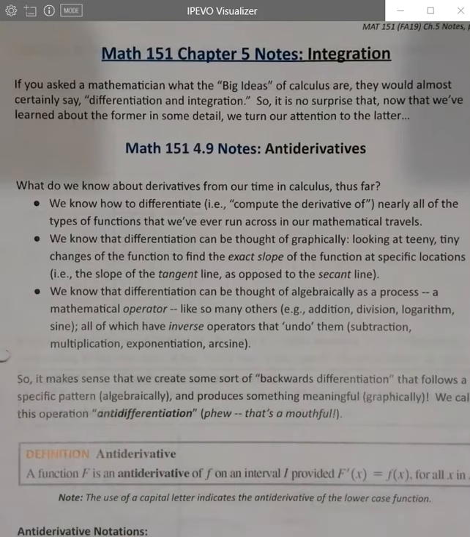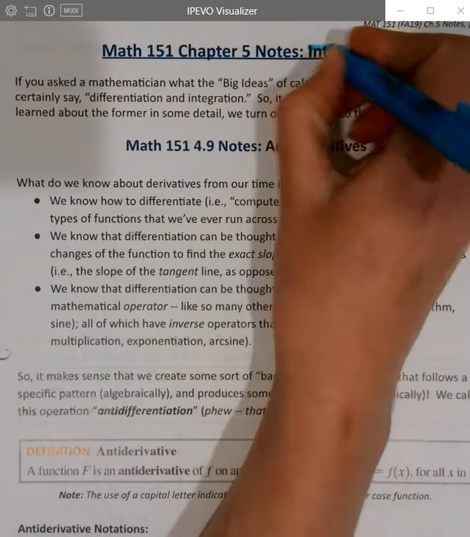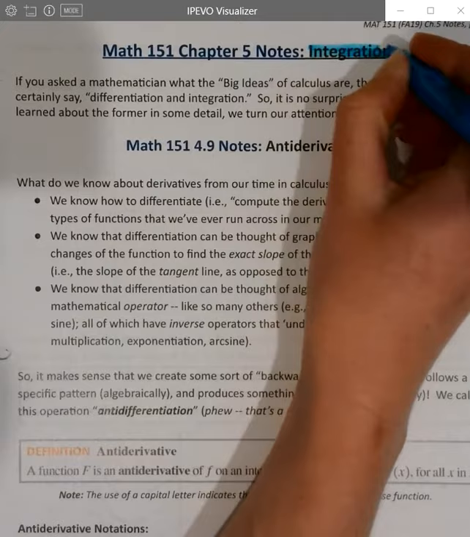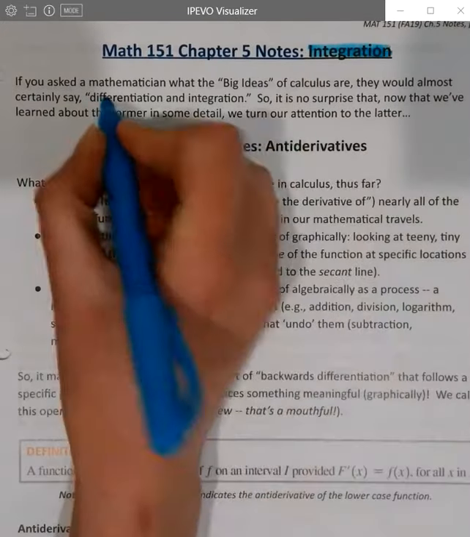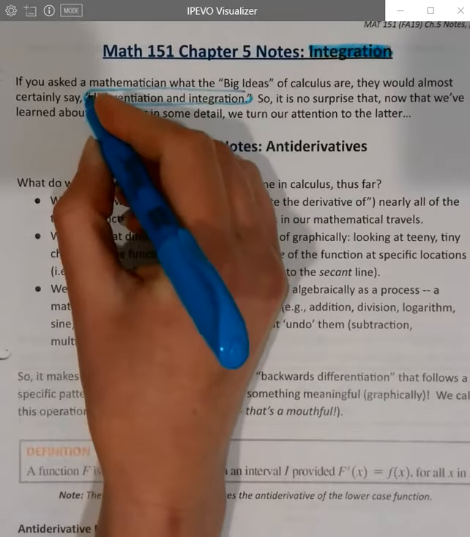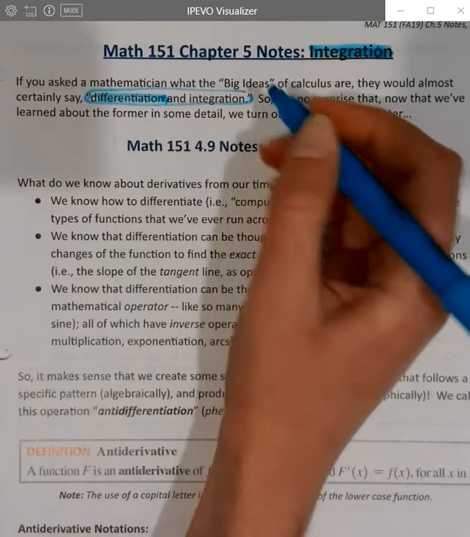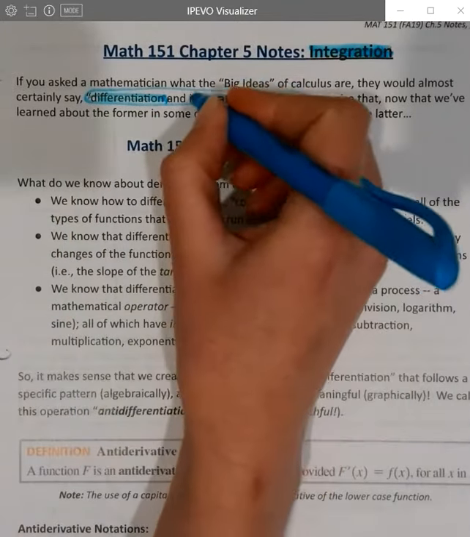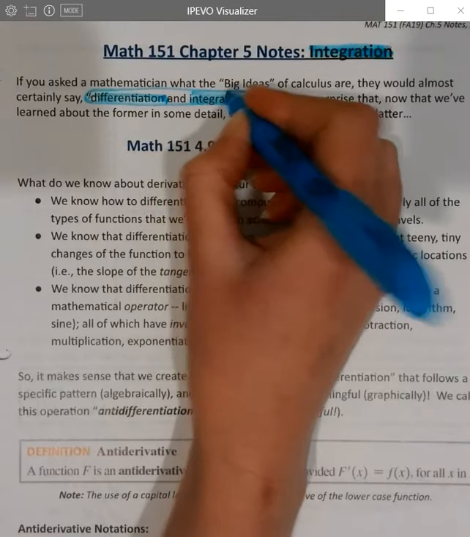Take another look here at chapter 5. Our main goal in this chapter is going to be integration. Now, along with differentiation, integration and differentiation are the two big ideas in calculus, and we're pretty good with the first one already with differentiation. So we're ready to introduce that second big idea of integration.